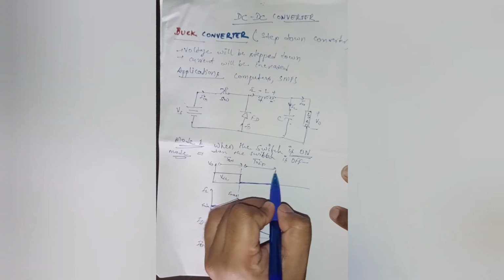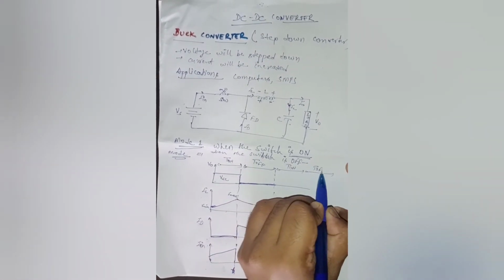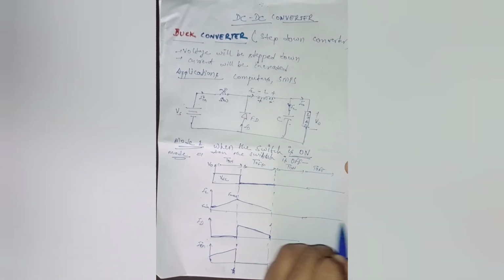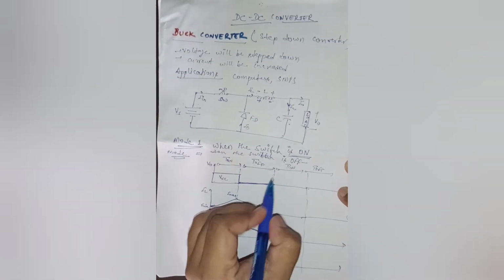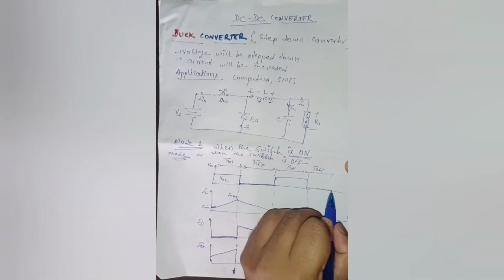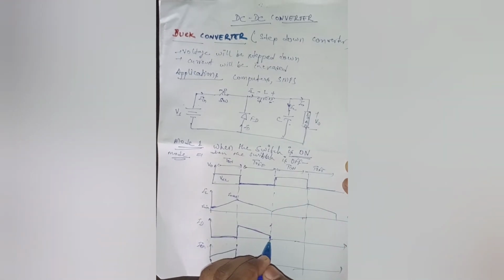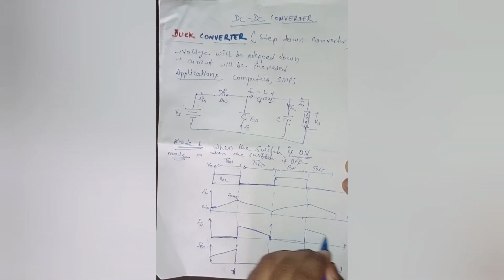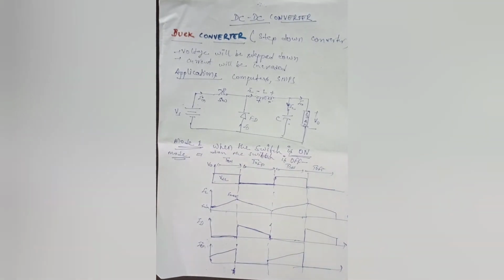Okay, again the T on period will come, then the T off period will come, the same scenario will happen, and we will get the waveform like this. This will be 0, and this will be maximum to minimum. This will be minimum to maximum, and again 0. Okay, so this is the operation of the buck converter.